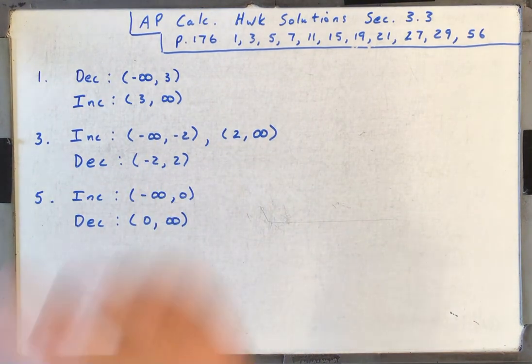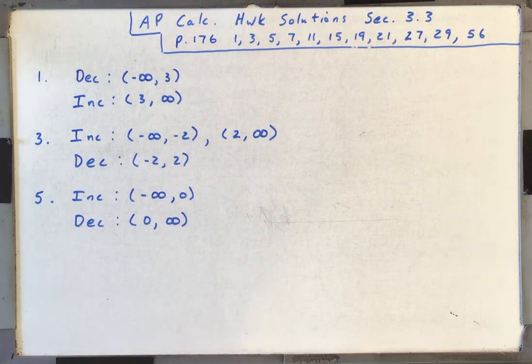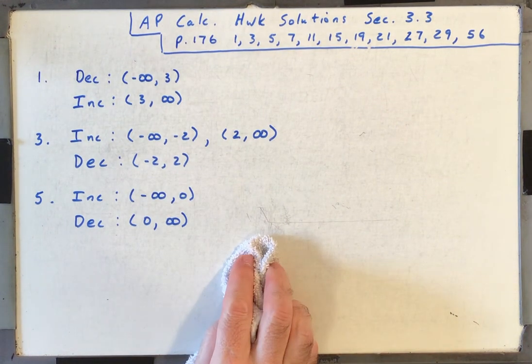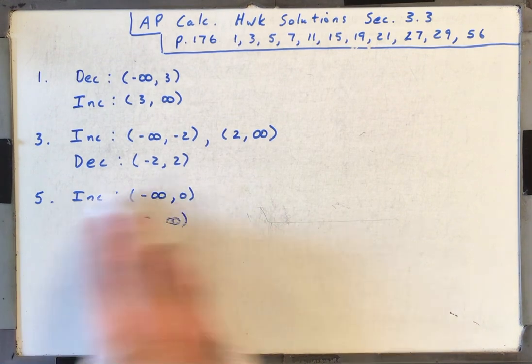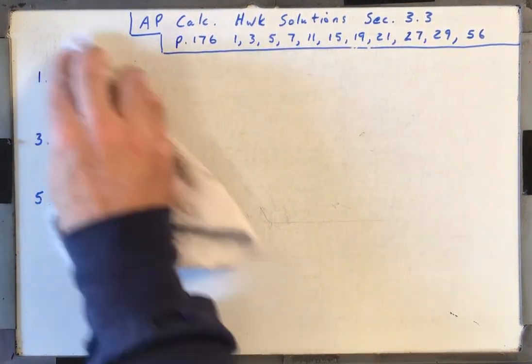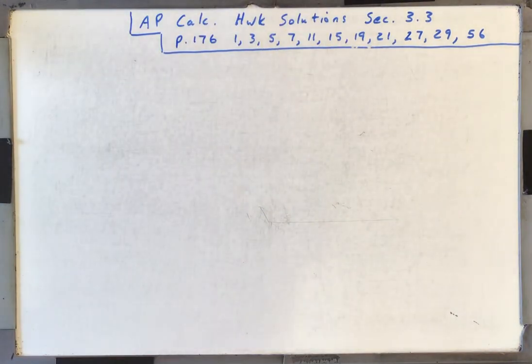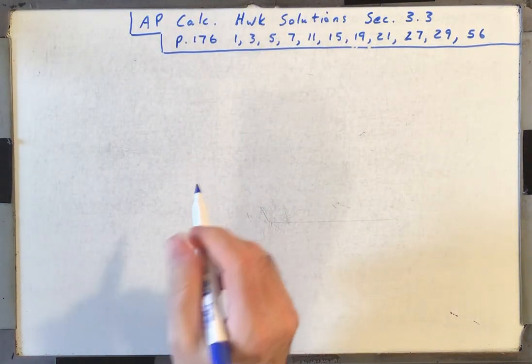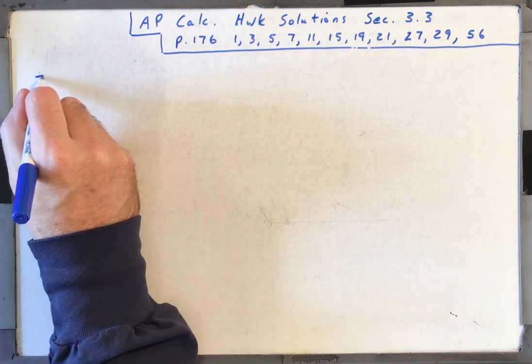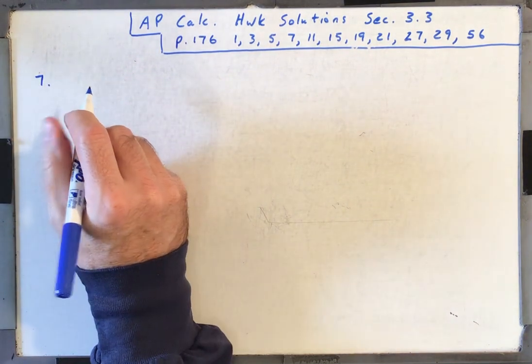Go ahead and write those down and look at the graphs again. Remember, going left to right, going up is increasing, going down is decreasing. Okay, so let's go through our first derivative test, which are the rest of the problems. And some of these problems are kind of tedious, especially towards the end of the assignment.